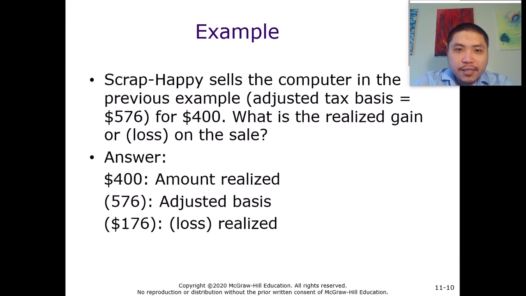Alright, and then the question continued to ask us, what if the company sells the computer in the previous example for $400? What is the realized gain or loss on the sale? So we just take the amount realized, we subtract the adjusted basis, which is 576, and then we get the amount. In here, this company is going to realize a loss, because they realized $400, and the adjusted basis is $576. So in the end, they have a loss of $176. All right, pretty straightforward.